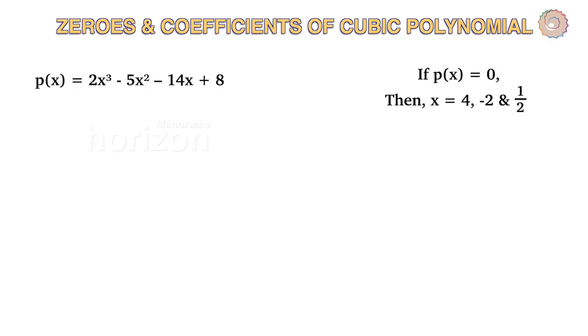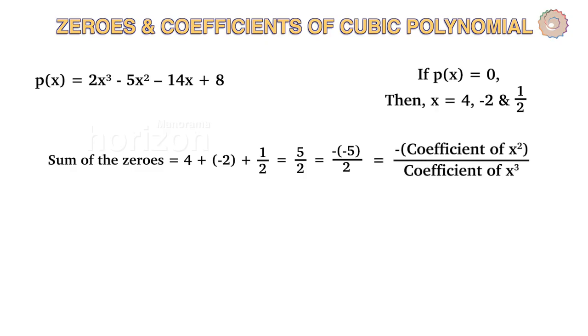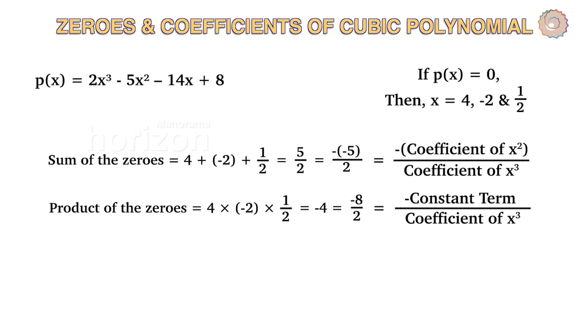Comparing the zeros and coefficients of the polynomials, we get sum of the zeros equals 4 + (-2) + 1/2 equals 5/2, which can be written as -(-5)/2, which is equal to minus coefficient of x² divided by coefficient of x³. Product of zeros equals 4 into -2 into 1/2, which is equal to -4, which can be written as -8/2, which is equal to minus constant term divided by coefficient of x³.